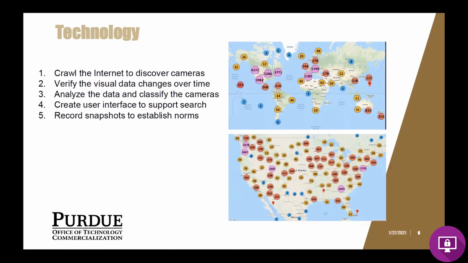This is how the technology works. We crawl the web to find camera data streams. Then we verify the data changes over time. The data is classified into indoor or outdoor, city or rural, highway or downtown, and so on. Then we create a user interface so that the data can be searched. We record snapshots to establish the knowns of the scenes. Based on the knowns, we can detect anomalies. For example, a street is usually filled with cars. If there is no car and instead there are many people, this may be a protest.